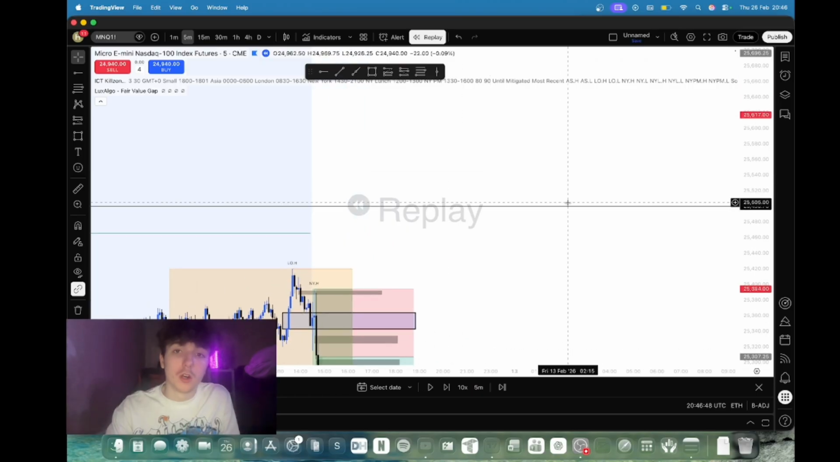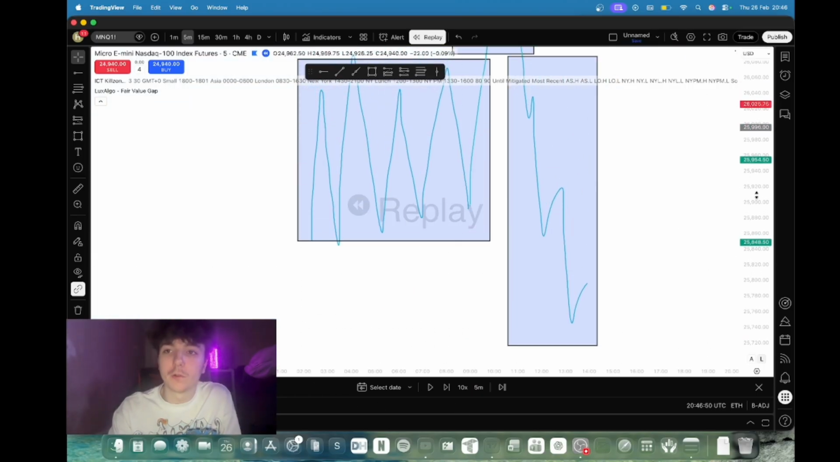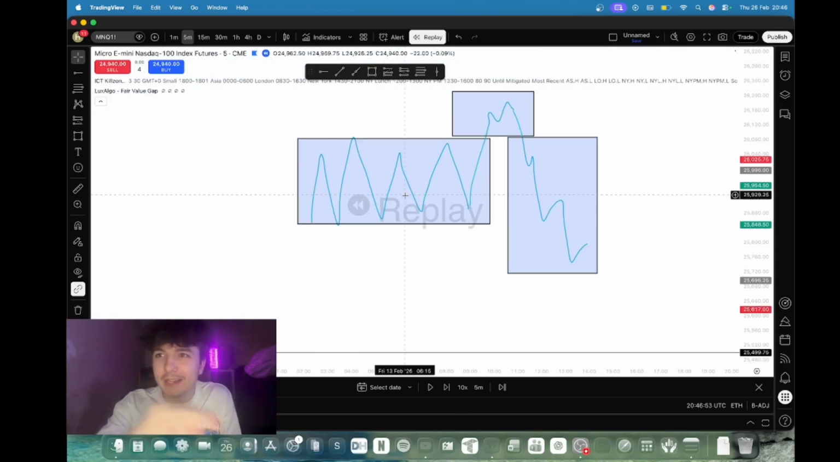So overall, you're just looking for times where price is staying in a sort of similar range. So where it's not going up or down too much. And then when it does spike outside of that range, you're looking for a reversal in the other direction.